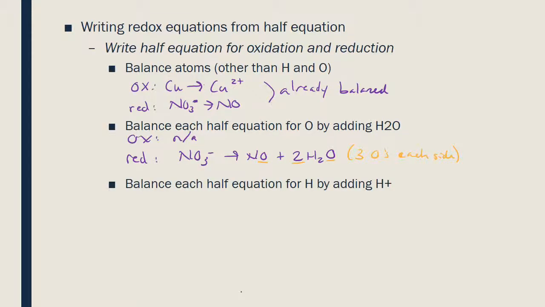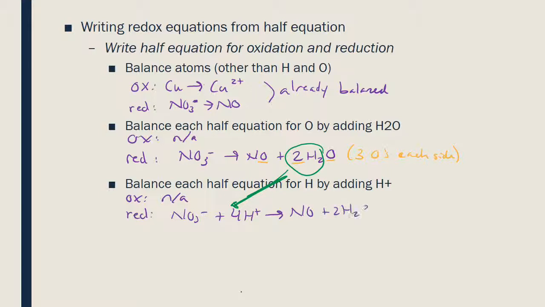Then we want to balance each half reaction, or half equation, for hydrogen by adding H+. So going through our oxidation reaction, it is not applicable because again it's just copper. Our reduction, so we know we have NO3 minus. If we go back and look above, we have hydrogen present on our product side now. So that means we need to add it to our reactant side. There's a total of 4 hydrogens. So I'm going to say NO3 minus plus 4H plus. That way they match, and it's balanced. And then we have NO plus 2H2O.